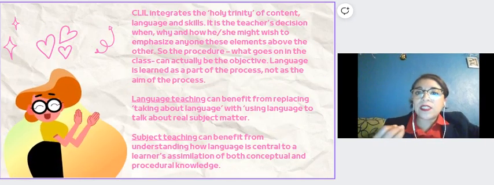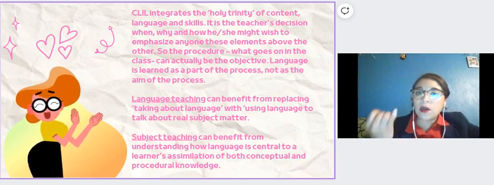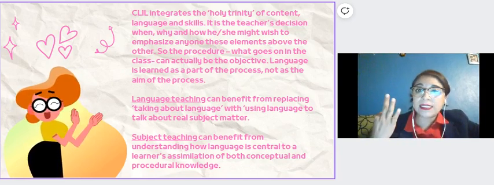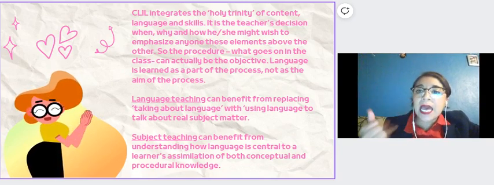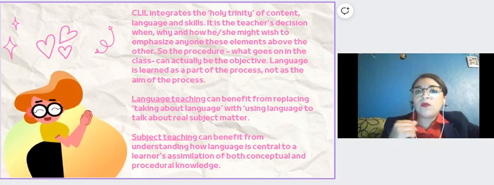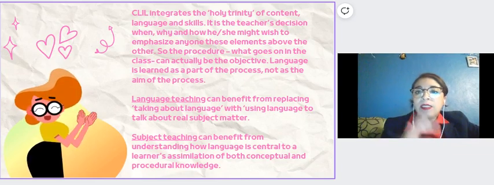So CLIL integrates the holy trinity of content, language, and skills. It is the teacher's decision when and why and how he or she might wish to emphasize these elements above the others.